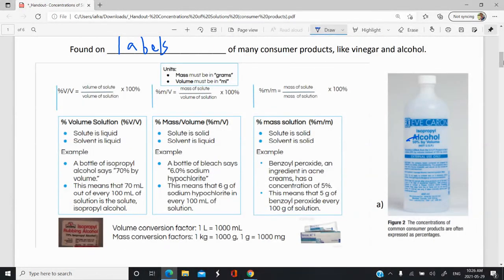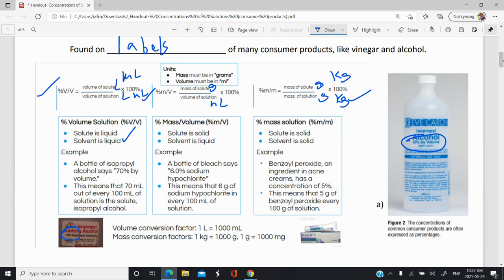They're typically found on labels of many consumer products like vinegar and alcohol. You can see that over here, 50% volume by volume, 70% volume by volume. We saw the three different types of percentage concentrations: percent volume, mass volume, and then mass, with the appropriate units. Remember that this is liters over liters, or milliliters over milliliters, as long as you're consistent. Over here we have grams over milliliters, and over here we have grams over grams, or kilograms over kilograms, or even milligrams over milligrams, as long as we're consistent with the top, and then times 100%. We apply these to different scenarios: percent volume is two liquids, mass volume is a solid and a liquid, and mass is two solids, essentially.